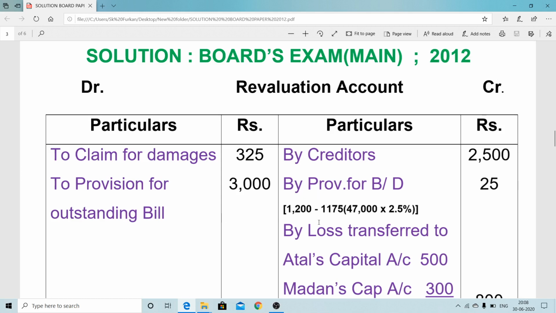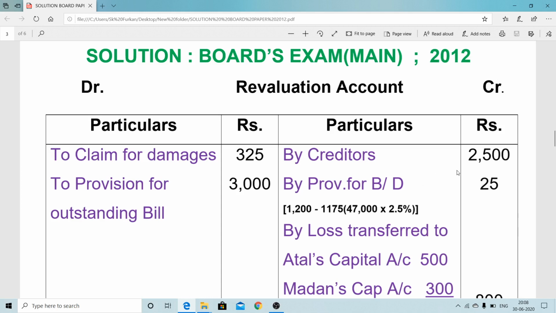Like old provision 1200 and new provision 1175. So if you compare, 25 rupees old is more than the new, so credit side it will come. Or another way you can show: by provision for doubtful debt 1200 this side and to provision for doubtful debt, that is new, 1175. So ultimate adjustment 25 coming on the credit side.